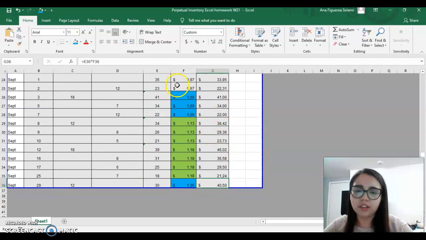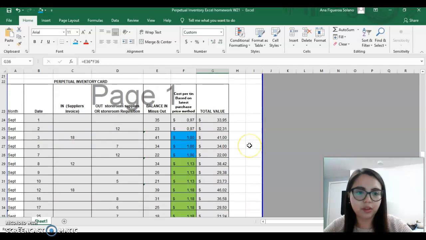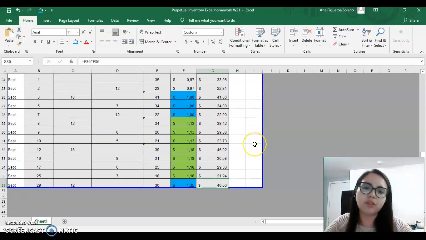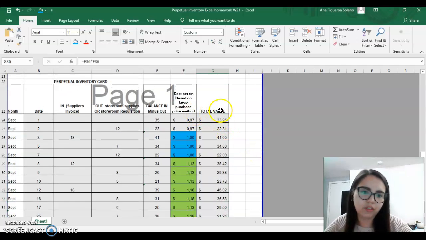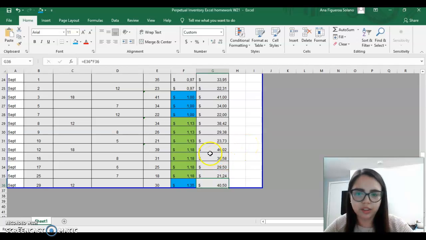The cells that are in different colors are the ones with the round function. So you have to check with your calculator or your handwritten calculations to be sure that the amount of the total value is the one that you actually need.